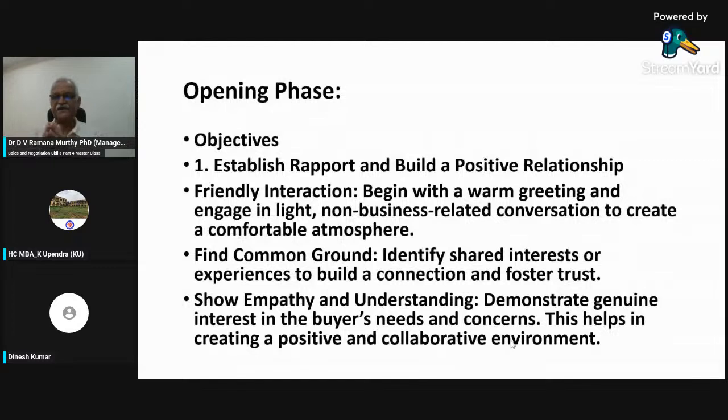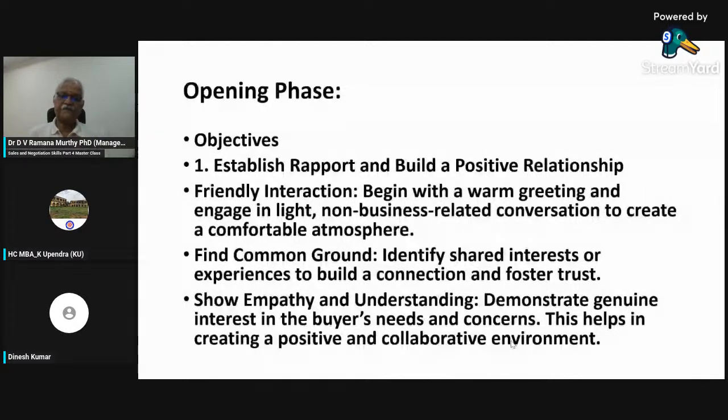It's preparation completely. Now the next stage is all about the opening phase. Now with all these things clearly understood, then you can think of participation. Now establish rapport building and a positive relationship. Now here comes the issue of how you are going to build up the conversation and negotiation. Please note, there is no compromise, but it's only collaboration. So you go with friendly interaction.